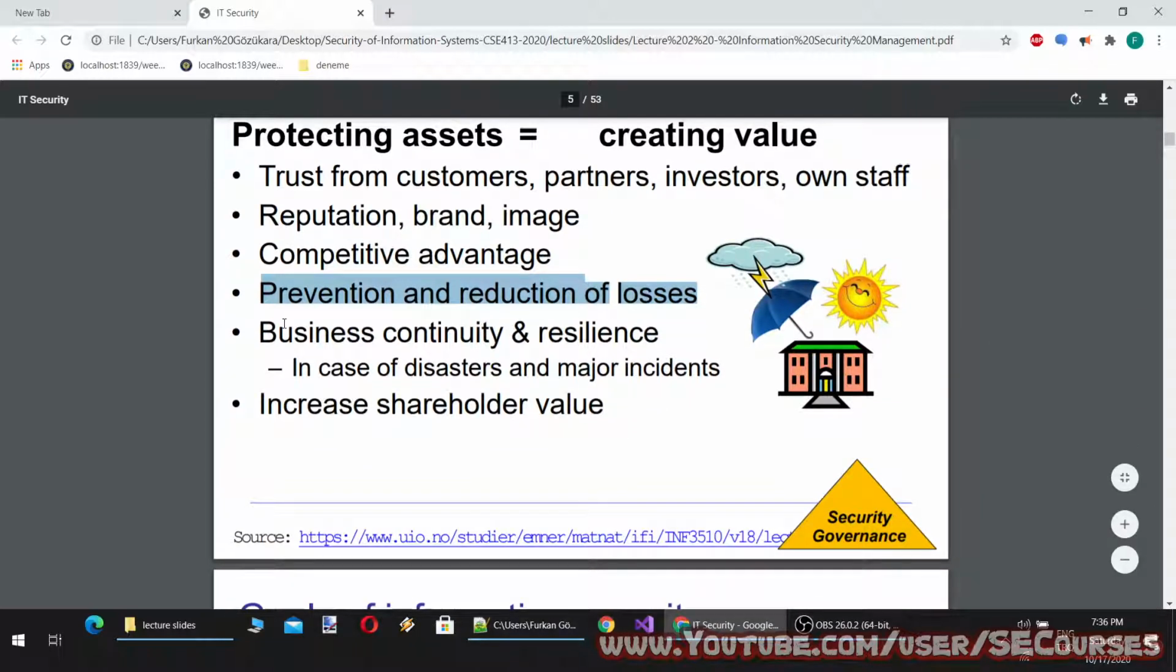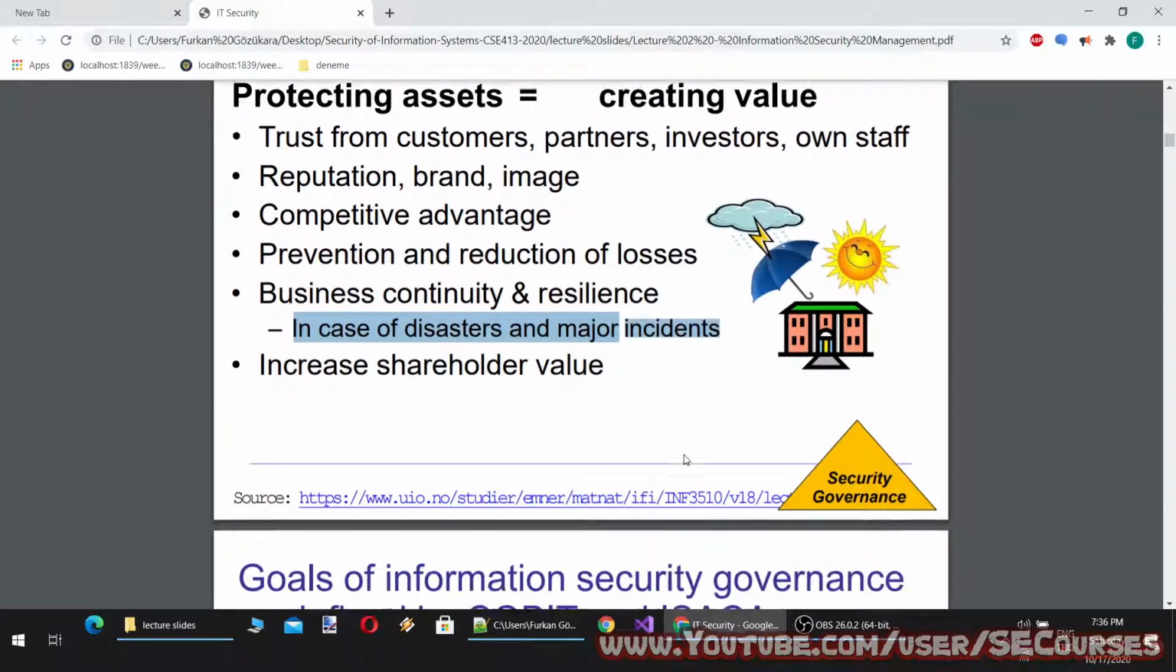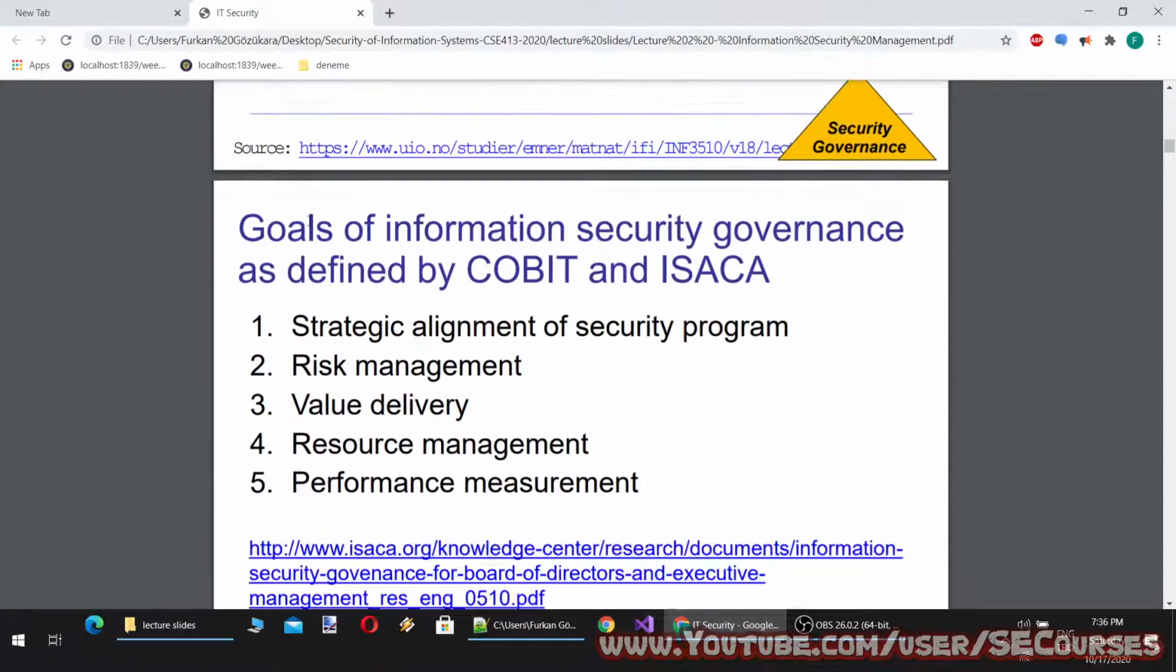For example, recently a company in Turkey had a very hard time from a cyber attack. Their website was unavailable for many days. It was speculated that their system was hit by ransomware, and the ransomware hackers were requesting a lot of money. So this is a real issue. Business continuity and resilience, in case of disasters and major incidents. Increase shareholder value.